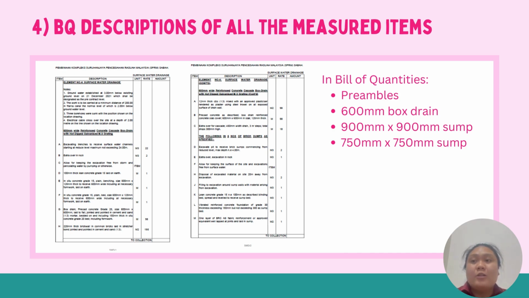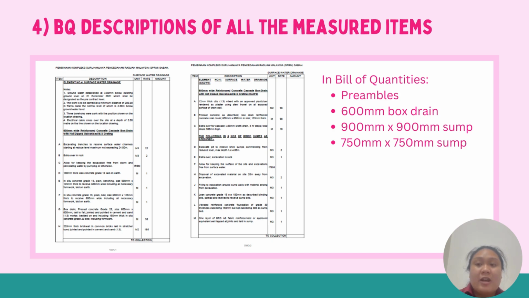Next, we are going to the 600 mm wide reinforced concrete cascaded box drain. In excavation, there is excavating trenches to receive surface water channels starting at reduced level, maximum not exceeding 2.4 meters. Next is extra over in rock, and then allowed for keeping the excavation free from storm and percolating water by pumping or otherwise. 100 mm thick lean concrete grade 15 laid on earth. In situ concrete grade 15 plain benching size 600 mm by 125 mm thick to receive 600 wall, including all necessary formwork, laid on earth. Moreover, there is in situ concrete grade 15 plain bed size 600 mm by 125 mm thick to receive 600 mm wall, including all necessary formwork, laid on earth.